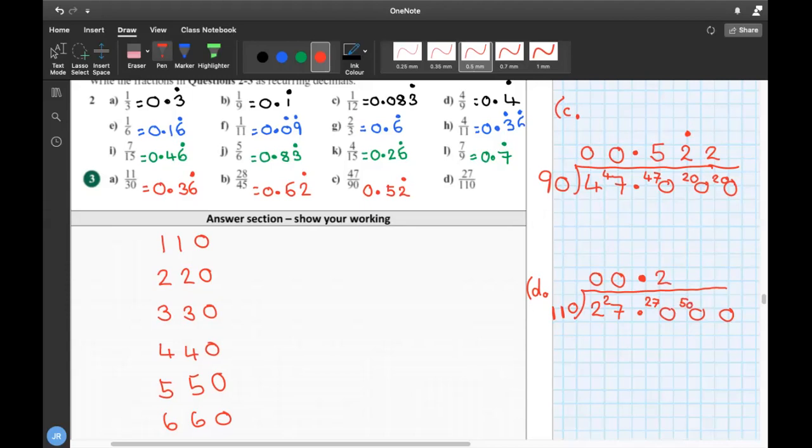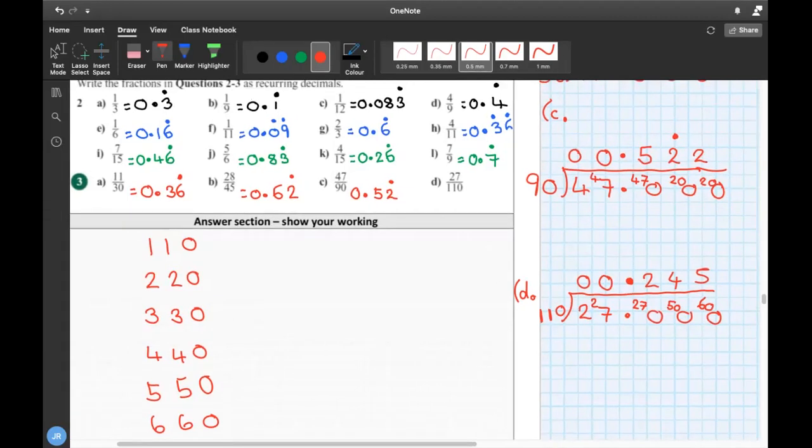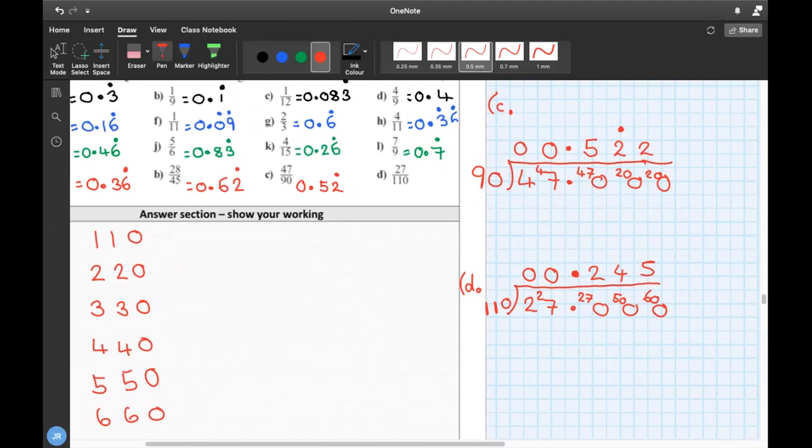So we're now looking at how many 110s fit into 500. Well, 110 times 4 gets us to 440. From 440 to 500, we have a remainder of 60. Okay. Now, how many 110s fit into 600? Well, 5 110s got us to 550. From 550 to 600, we had a remainder of 50.